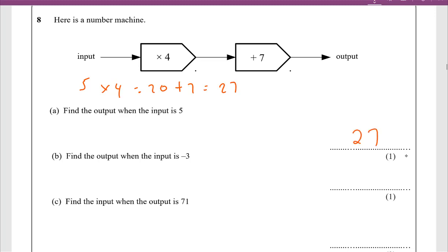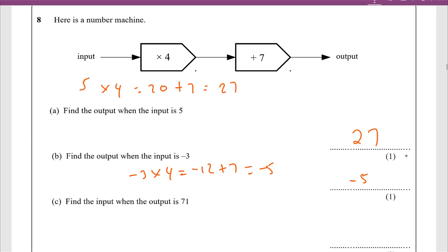Find the output when the input is -3. So be careful, we've got a negative. The input is -3 times 4, which is -12. If you're not sure, use a calculator. And then add 7. So -12 add 7 is -5. Use a calculator if you're not sure. -5.